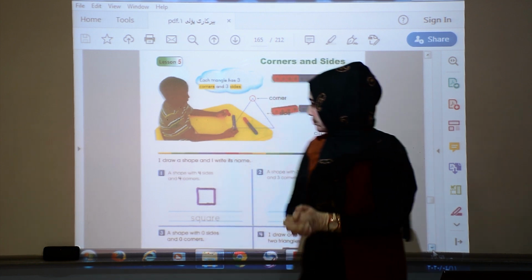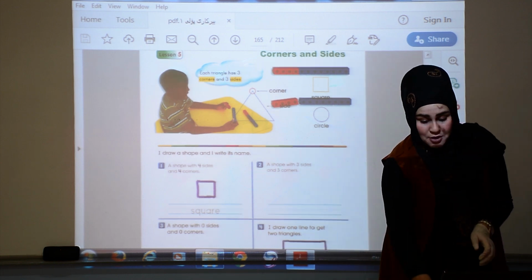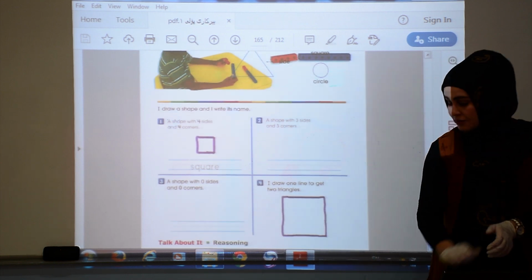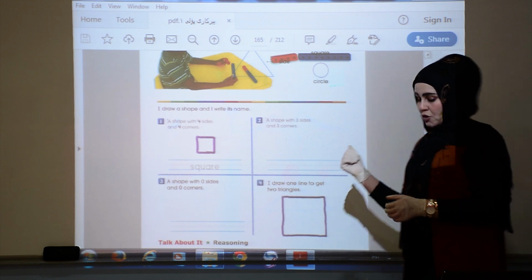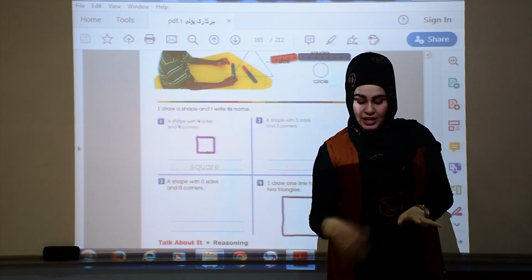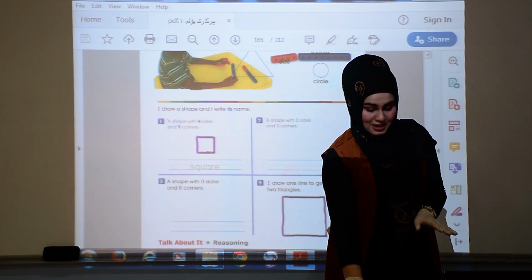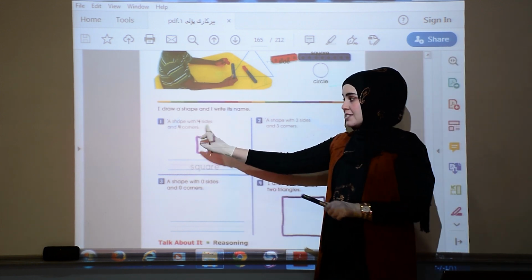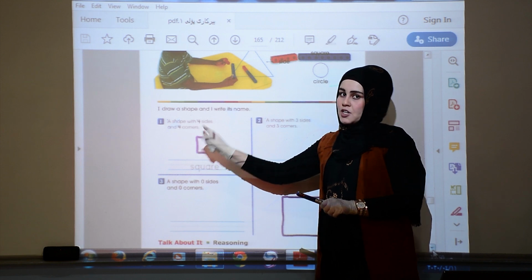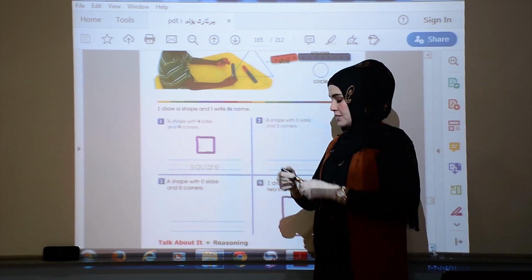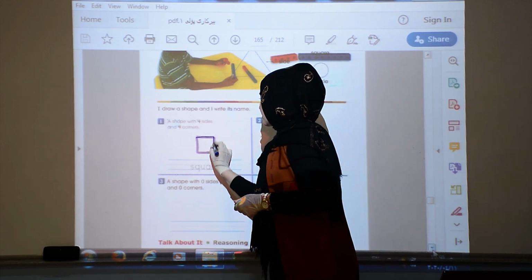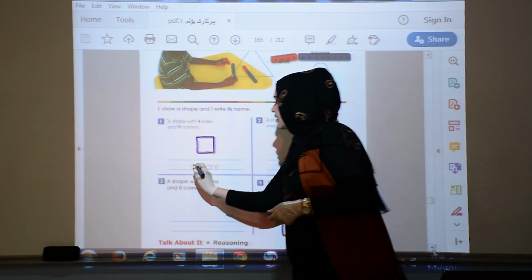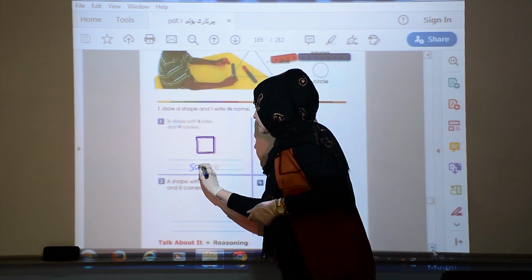Okay, now let's do exercise. Please now focus on me. I will draw for you the shapes. After me you can do it by yourself, okay? Now the first one, a shape with 4 sides and 4 corners. So we draw the square. So I have the square. Okay, I write square.